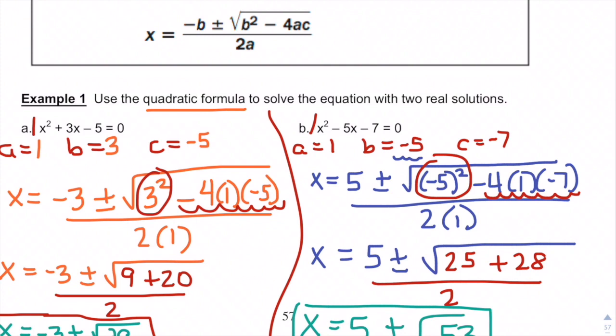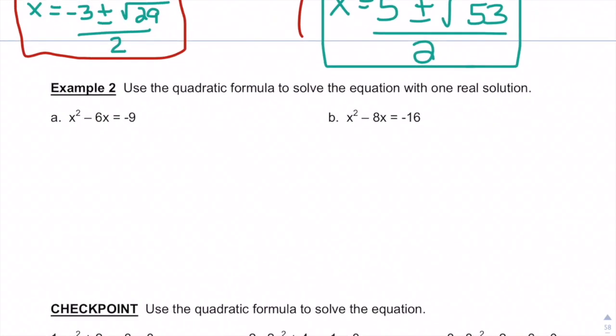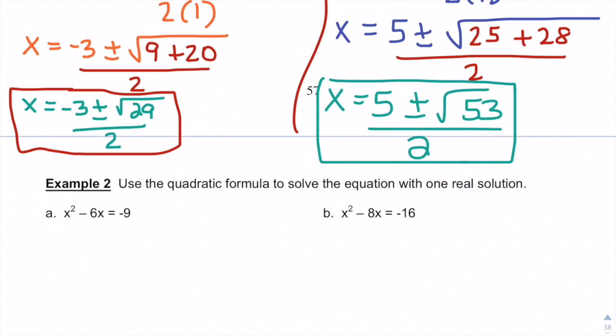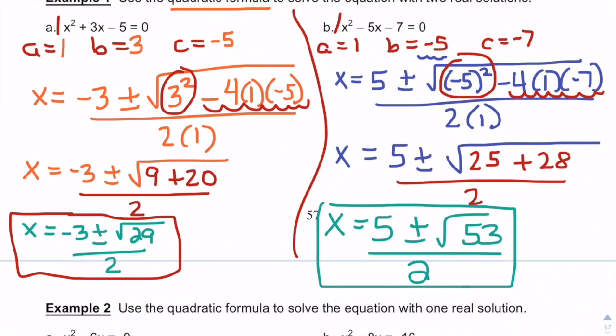All right, we're going to look at the next set of examples. Looking at the next page here. So again, use the quadratic formula to solve. This time it says it's going to have one answer. And notice this is a little different here. We have x squared minus 6x equals negative 9. Well, the other two problems we just did were equal to 0. And these need to be equal to 0. So we have to make sure we set them equal to 0 first. That's a really big, important thing. Have to have it equal to 0 for the quadratic formula to work.